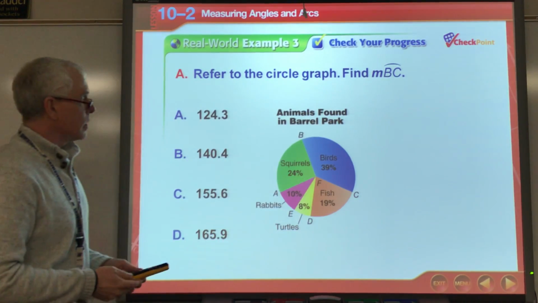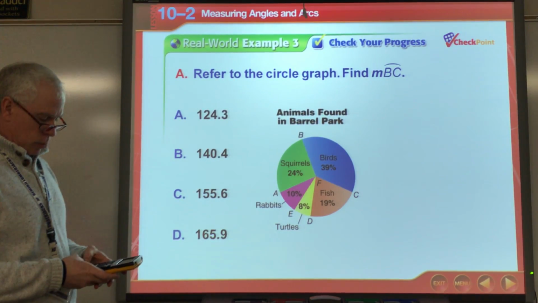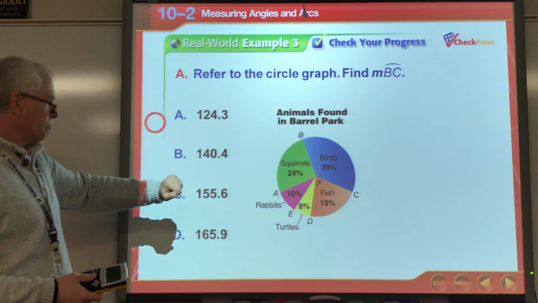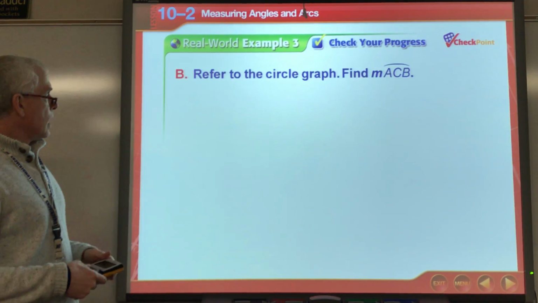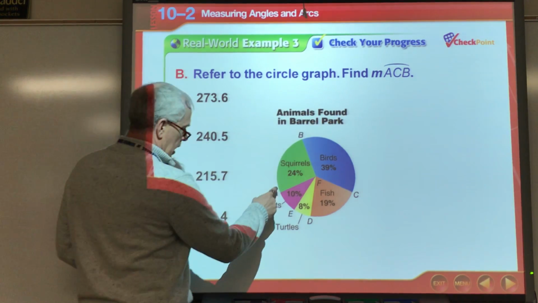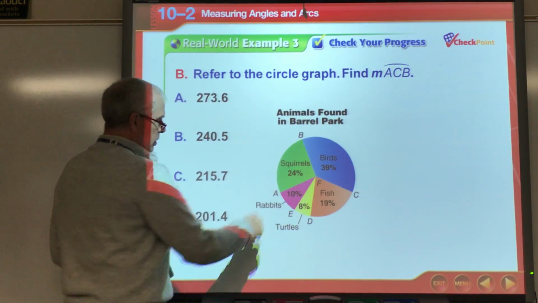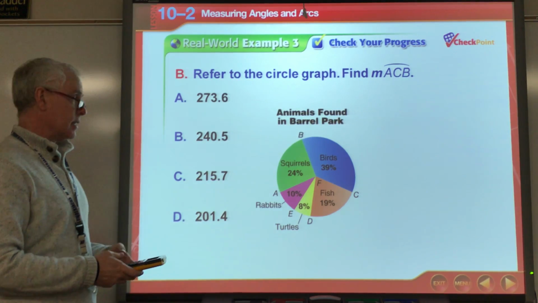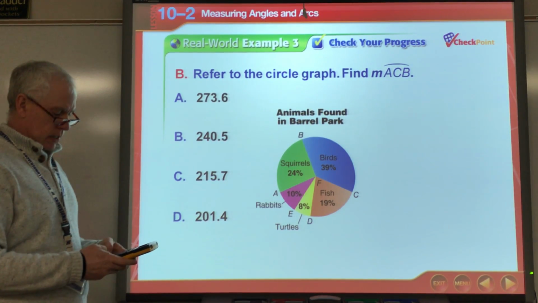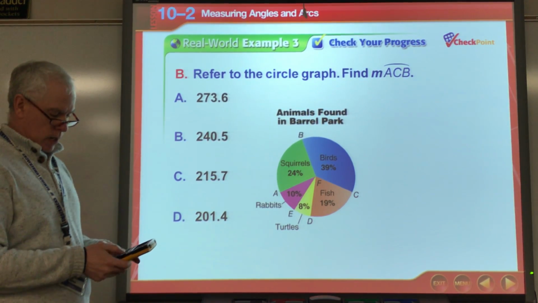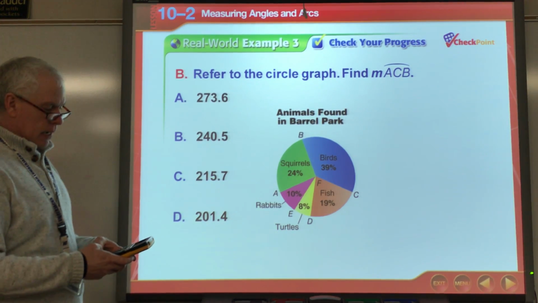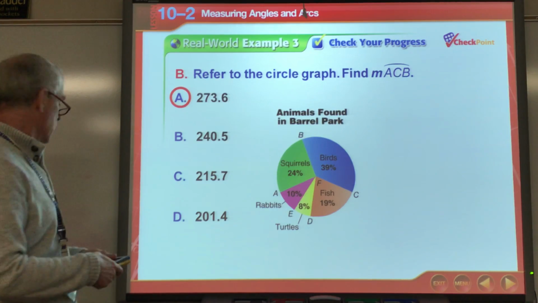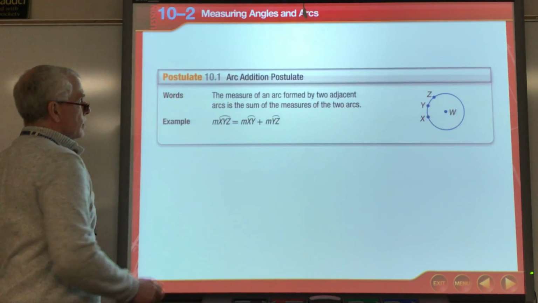BC is 39% of the circle, so I take 360 times 0.39, I get 140.4. And ACB, A to C to B, is everything but this 24%. So 100% minus 24% is 76%. If I take 0.76 times the 360 all the way around, I get 273.6, which is A. So the math here is pretty straightforward, you guys.